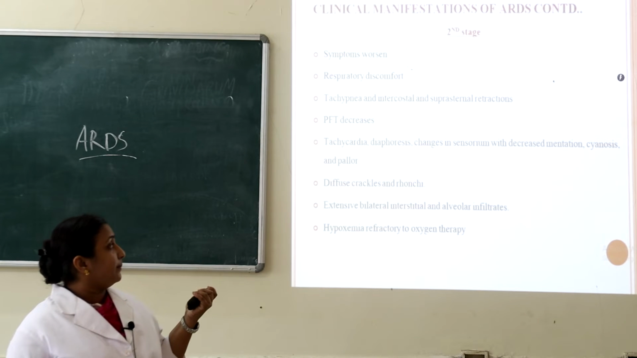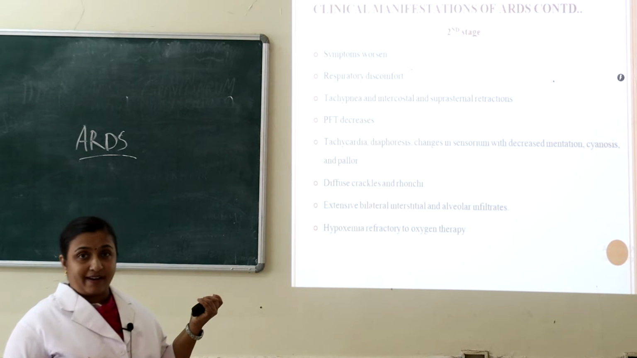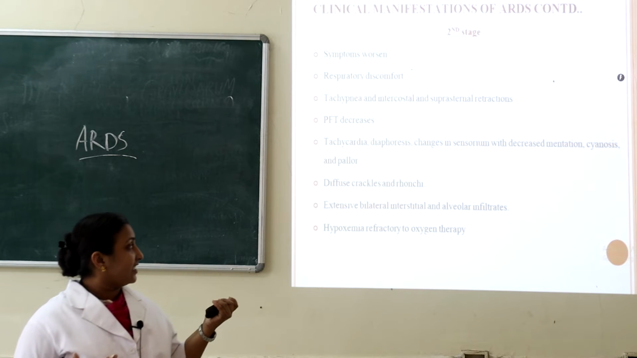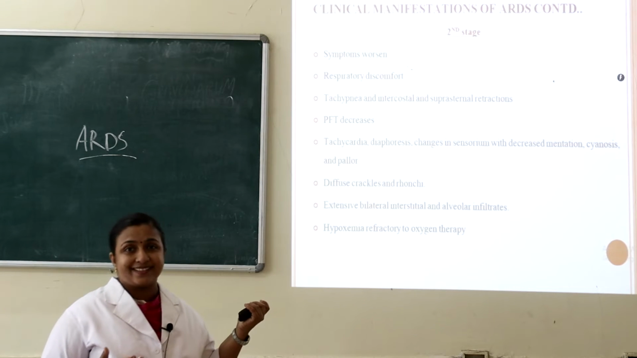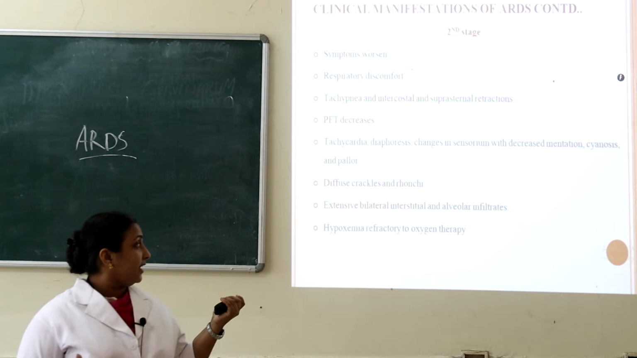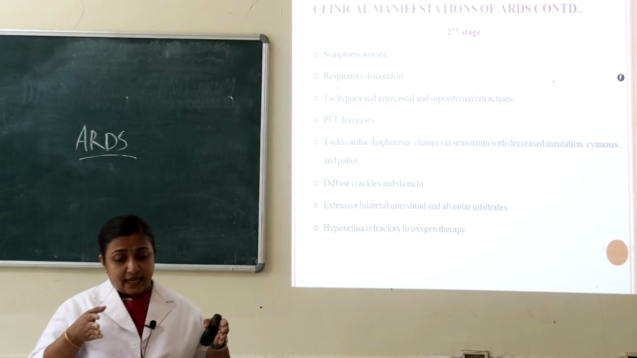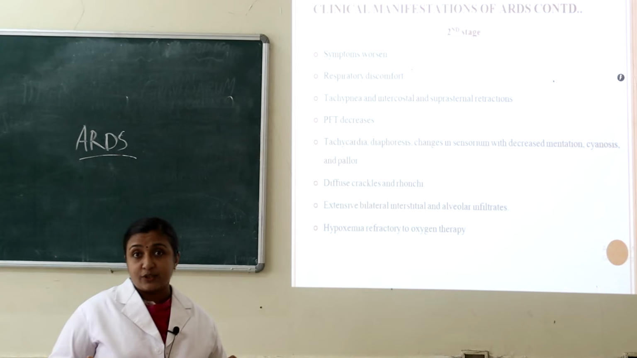Then the patient will develop diffuse crackles and rhonchi, that is abnormal lung sounds. Then extensive bilateral interstitial and alveolar infiltrates. Then hypoxemia that is refractory to oxygen therapy. What is the meaning of that? That is hypoxemia which is refractory to oxygen therapy.